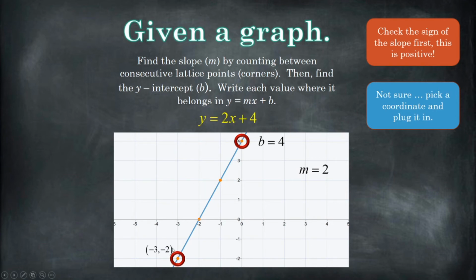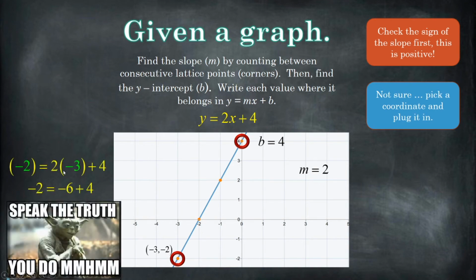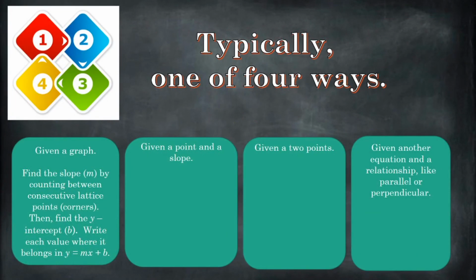If you're not sure if that's right, what you can do is pick another point on the line and plug it in. For example, (-3, -2) is over here. That's on the line, so I should be able to plug those values in. I should be able to put -2 for y, -3 for x, and do the math. If my answer is right, that's going to be true. That's it right there. Boom, done. Find your slope, find your y-intercept, write your equation.